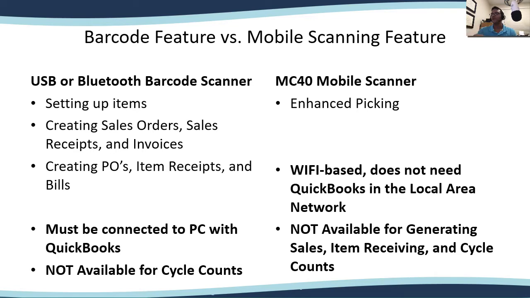And as I mentioned earlier, it's not available for creating sales, item receipts, or cycle counts. That would be pretty great. So we want to make sure we compare the two, but you are going to need both. You're going to need a USB barcode scanner, which you're going to use mostly for setting up your items, and in some cases for actual receiving. Those are the two cases where the physical barcode scanner still works a little bit better. But for picking or fulfillment, you're going to use the wireless scanner.